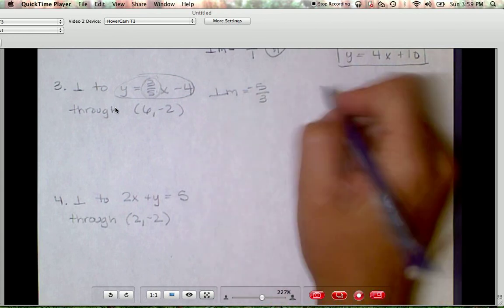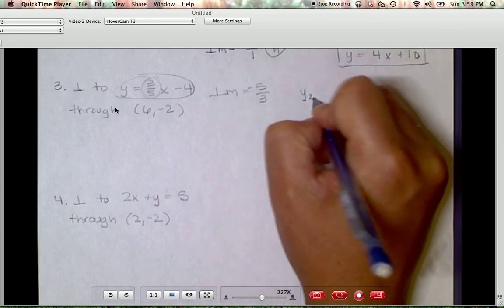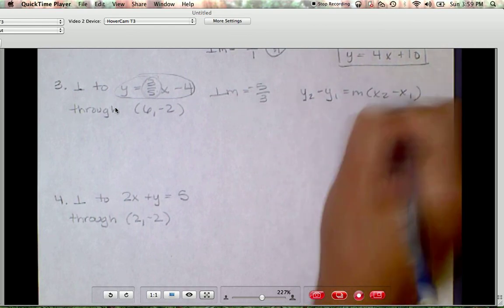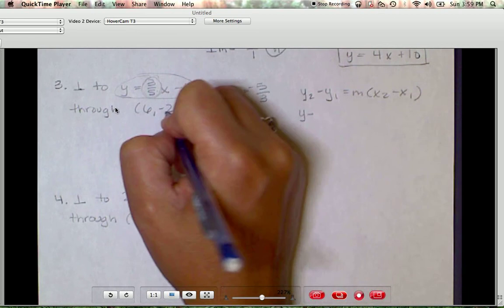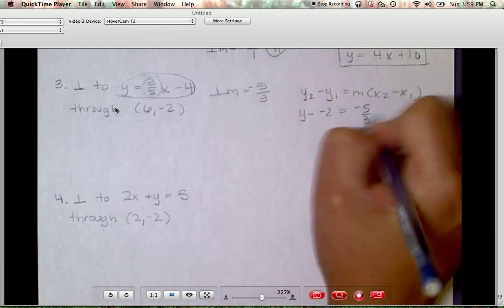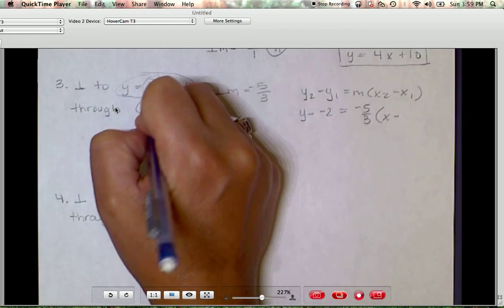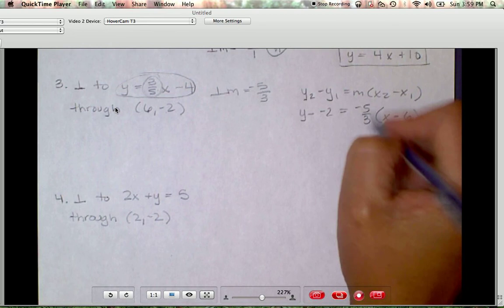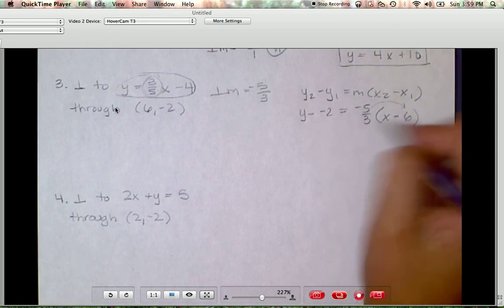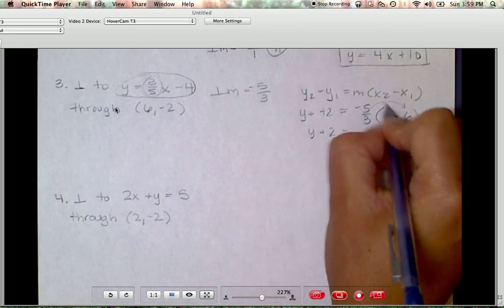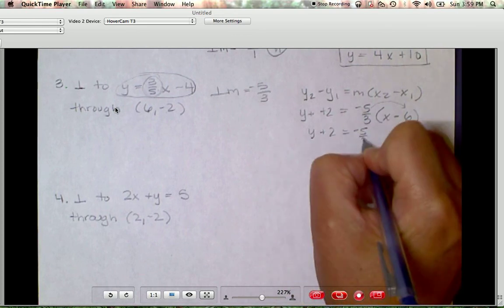Now we can plug it into the equation. y2 minus y1 equals m times x2 minus x1. And you should get y minus a negative 2 equals negative 5/3 times x minus 6. And you're thinking, oh, but this slope actually will work really well with this 6, so that won't be a problem. So we get y plus 2 equals, this is easy, negative 5/3 x.